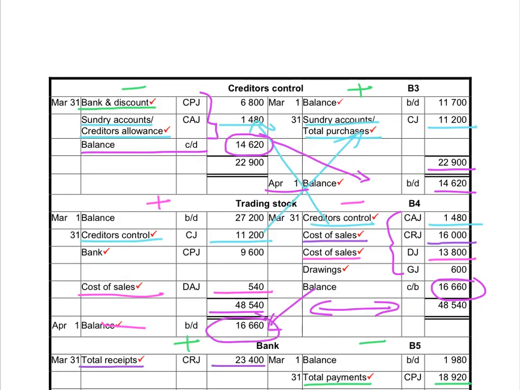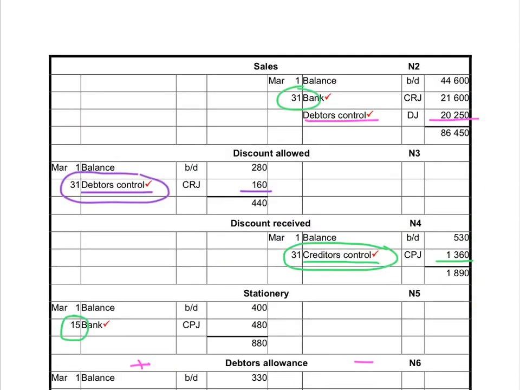So if this balance is brought down on the debit side, it means that we will record on the debit side of the trial balance 16,660. When there are only amounts on one side, we will add up the amounts and the total amount will be recorded in the trial balance on the same side that the amount appears in the ledger. So in the trial balance, we will show that sales on the credit side is 86,450. In the trial balance, we will show that discount allowed on the debit side is 440.